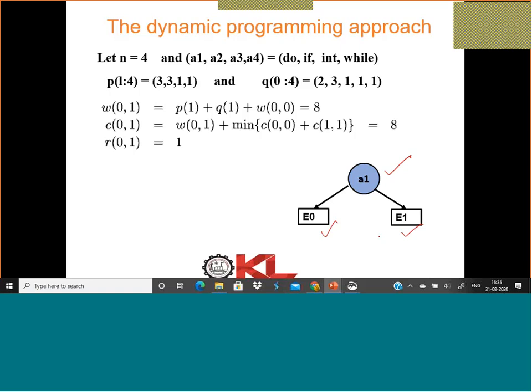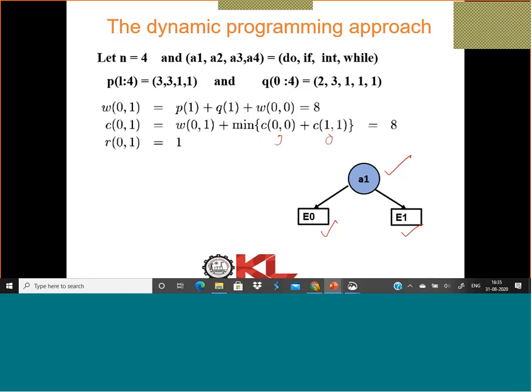In this example, I am going to construct the tree which contains exactly one node. Here W of 0 1 is nothing but how many times you are accessing this particular tree. W of 0 1 contains 3 elements: A1 along with E0 and E1. So probability of 1 plus Q of 1 plus W of 0 0 is 8. So what is the cost of 0 1? It is W of 0 1 plus the minimum of C of 0 0 plus C of 1 1. C of 0 0 is 0 and C of 1 1 is also 0.